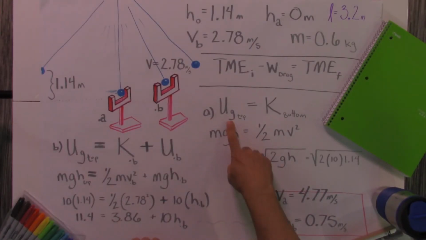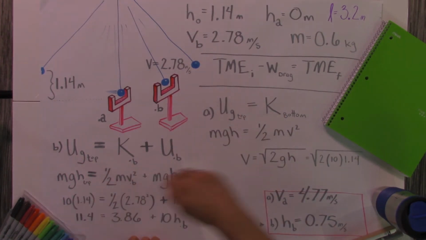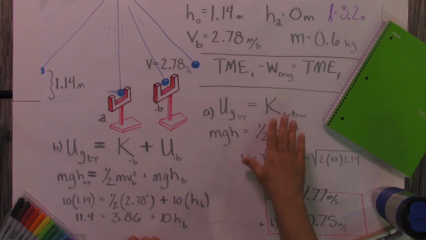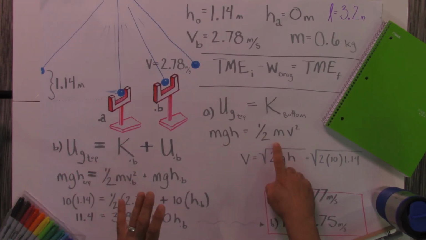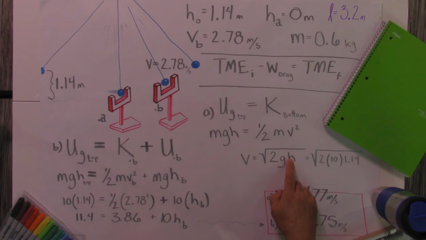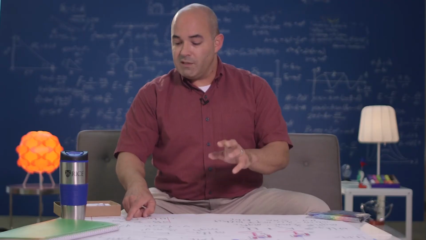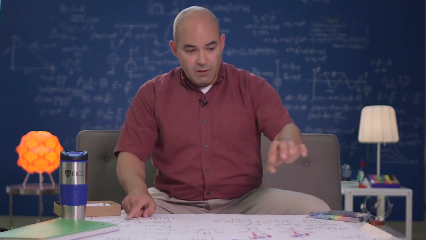So I'm going to plug in the gravitational potential energy initially. And then when it swings through the photo gate at the very bottom, the only kind of energy that it has is kinetic. So that's it. There's my formula. The gravitational potential energy that it starts out with is equal to the kinetic energy at the bottom. Rearrange my equation, and it turns out that the velocity is equal to the square root of 2 times g times the change in height. And I ended up with a velocity of 4.77 meters per second at the lowest point.